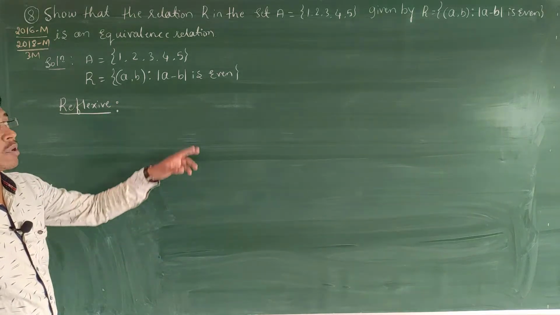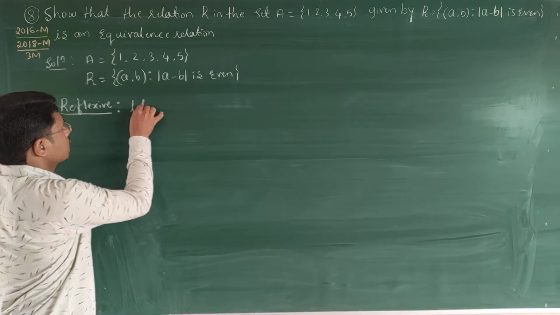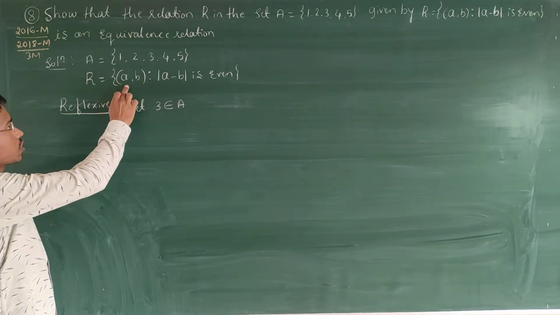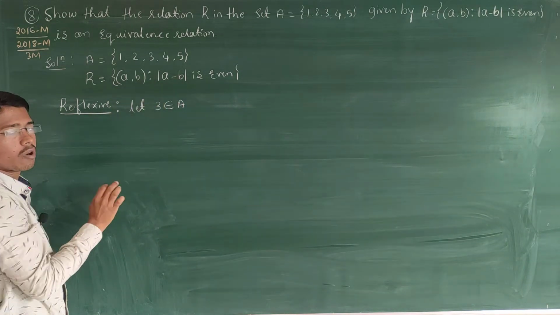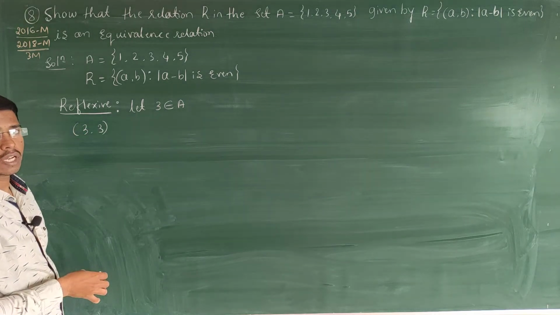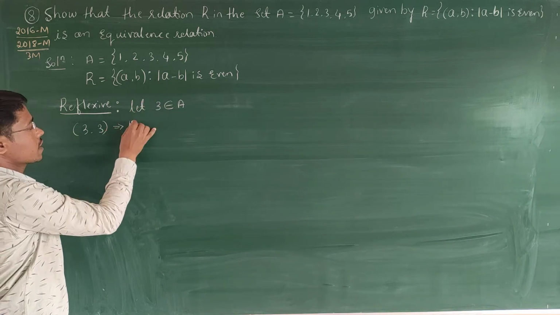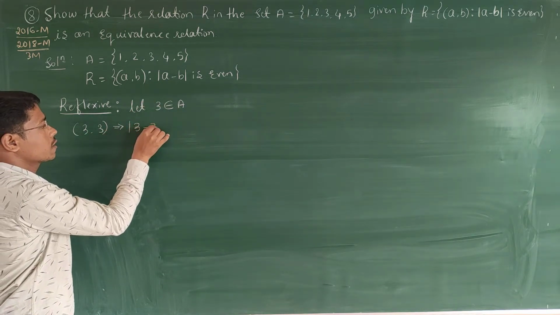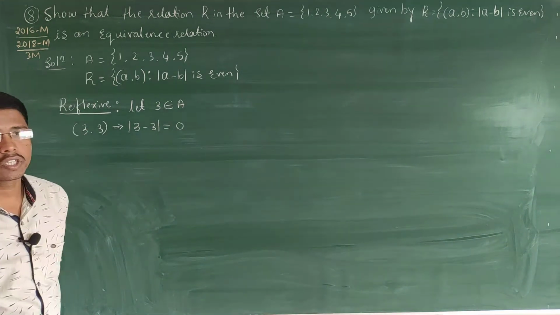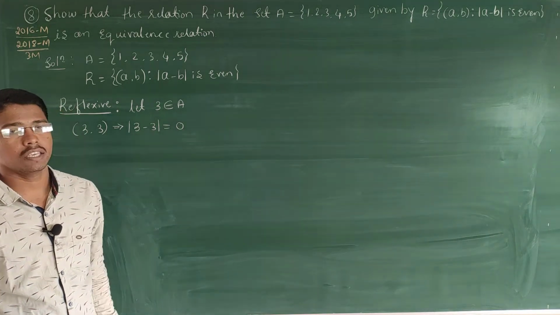Take any number from this set A. So let 3 belong to the set A. The relation is |a − b|. I have to check whether (3, 3) belongs to R or not. So for that, put in the relation |a − b|, this is |3 − 3|, which is equal to 0. 0 is an even number. Dear students, remember 0 is an even number.